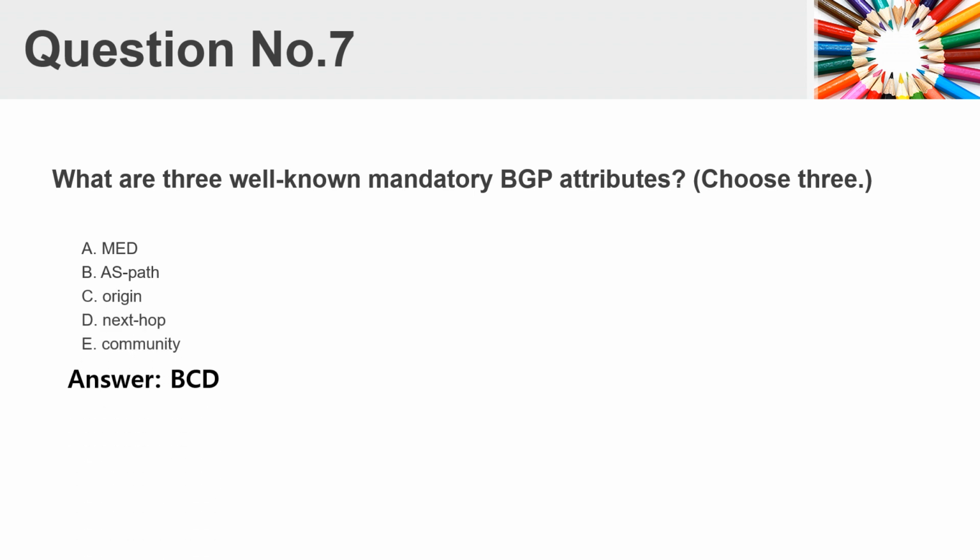Question number 7. What are 3 well-known mandatory BGP attributes? Choose 3. A. MED. B. AS path. C. Origin. D. Next hop. E. Community. Answer B, C, D.